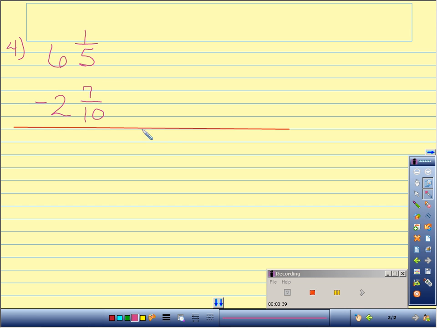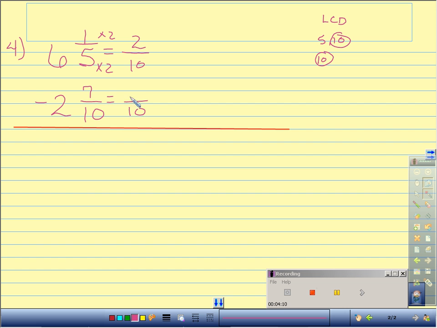Okay, we've got to find a common denominator of 5 and 10. So I'm going to write the multiples for 5, which are 5 and 10. So we've already found the multiples of 10, 10. Common denominator of 10. Now let's make equivalent fractions. 5 times 2 is 10. 1 times 2 is 2. 10 times 1, this stays the same.